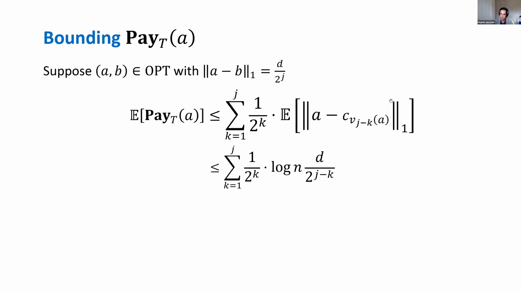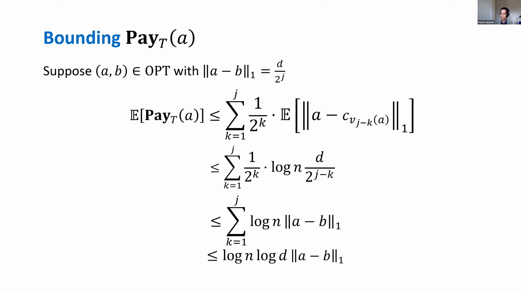We just showed that this is always at most log n times d over 2 to the depth, which is j minus k here. So these 2 to the k's cancel. And we just get log n times d over 2 to the j, which was the distance between these points to begin with. So this is log n times the distance between the points summed over all possible levels where they split early. There's at most log d levels in the quadtree, so we get log n log d times the distance between the points. And so this is actually going to recover the bounds that were already known.